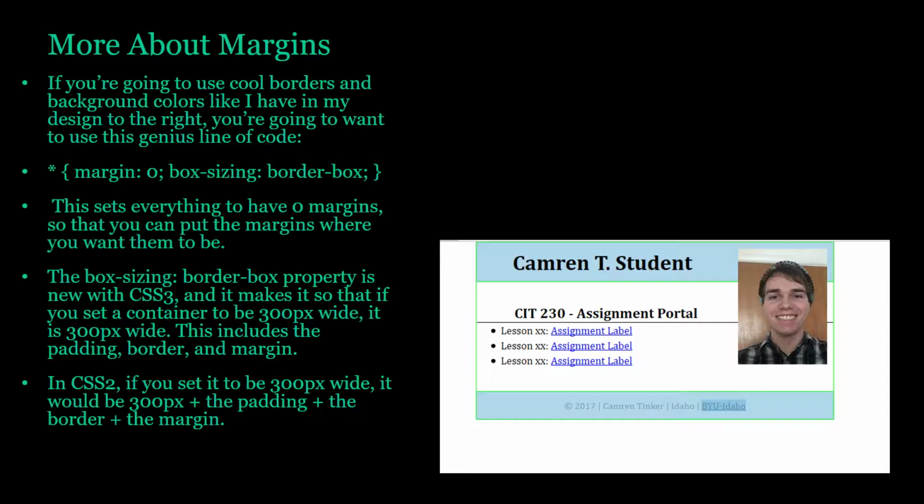And it makes everything so that if you set a container, say you use CSS to set your header to be 300 pixels wide, it will be exactly 300 pixels wide, including the padding, border, and margin. Whereas in CSS2, if you set it to be 300 pixels wide, it would be 300 pixels plus the padding, plus the border, plus the margin. So say if you had 25 pixels of padding, plus a 5 pixel border, plus 25 pixels of margin, it would actually be 355 pixels wide instead of 300.